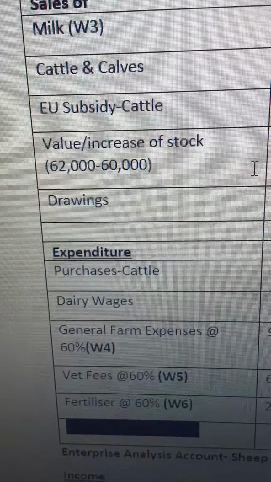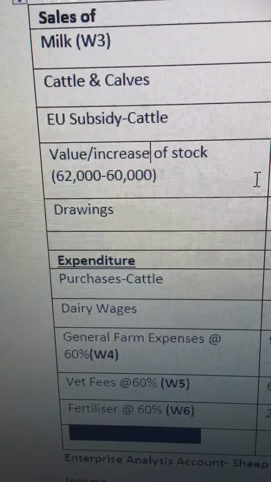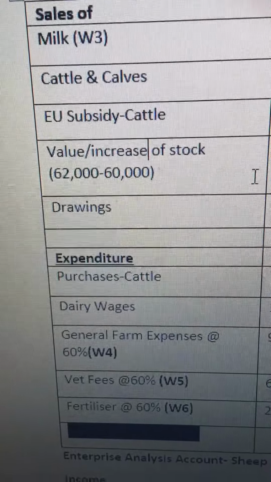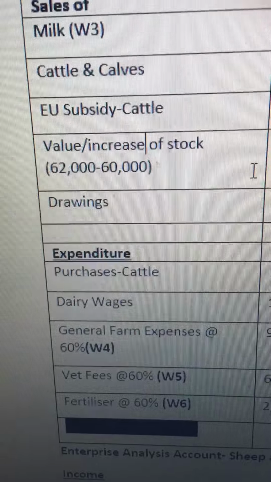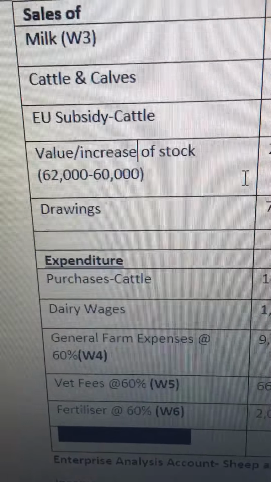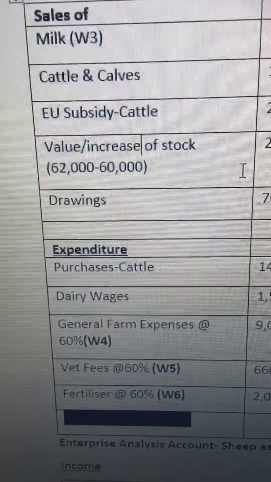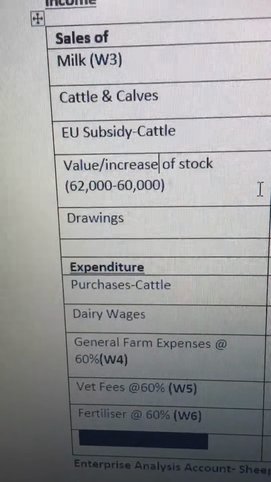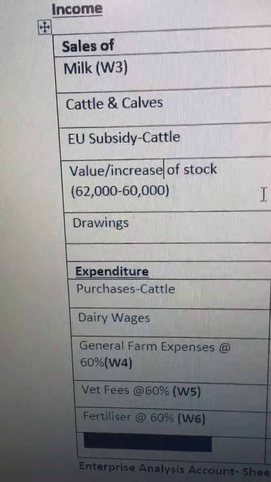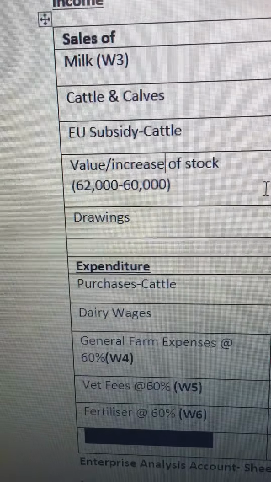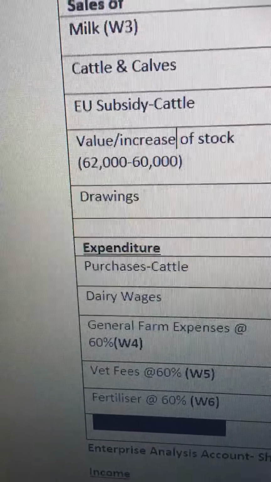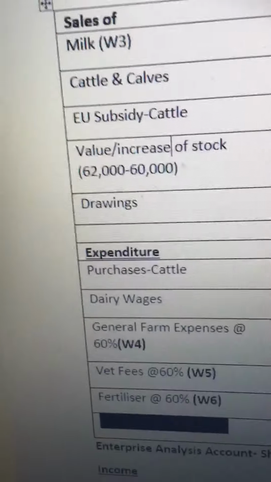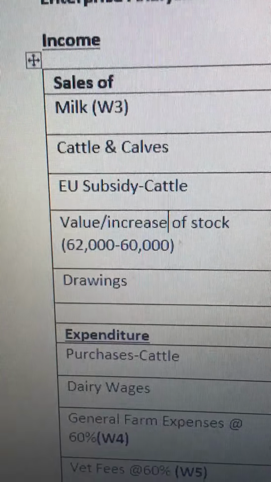Also in relation to the expenditure account, there were purchases of cattle, payment of dairy wages, general farm expenses, vet fees and fertiliser. In this particular question, it specifies that cattle and milk are 60% of farm expenses need to be attributed to them, 60% for vet fees and 60% for fertiliser. Okay, so I'm just going to go through the first working there in relation to the milk.